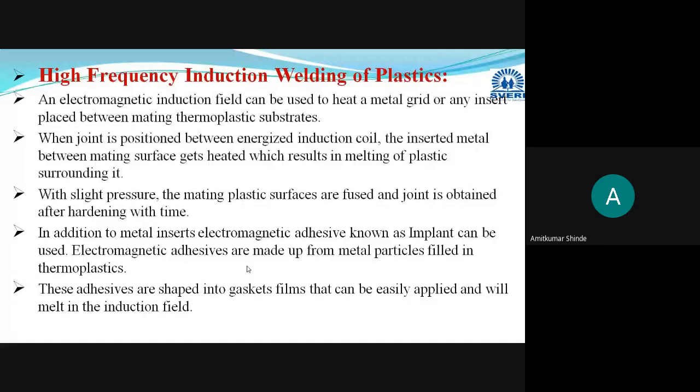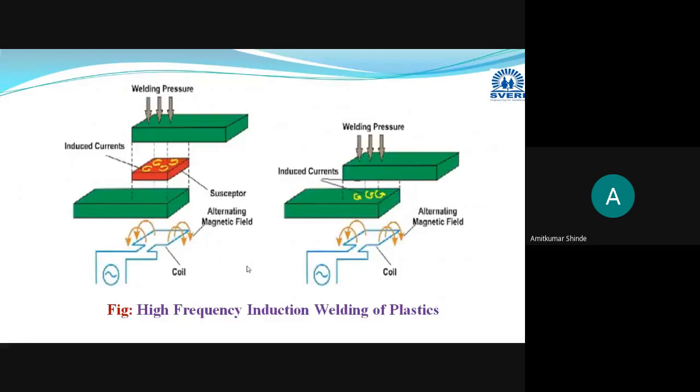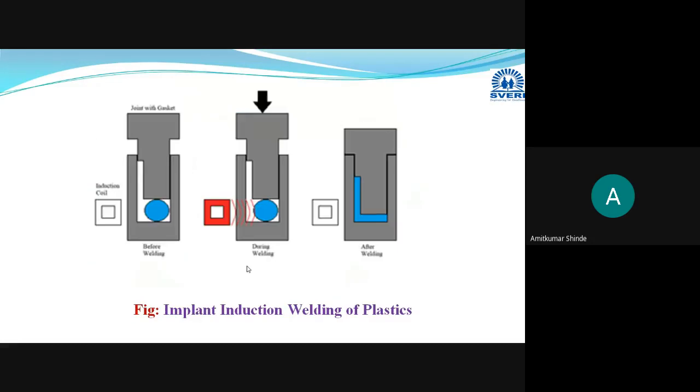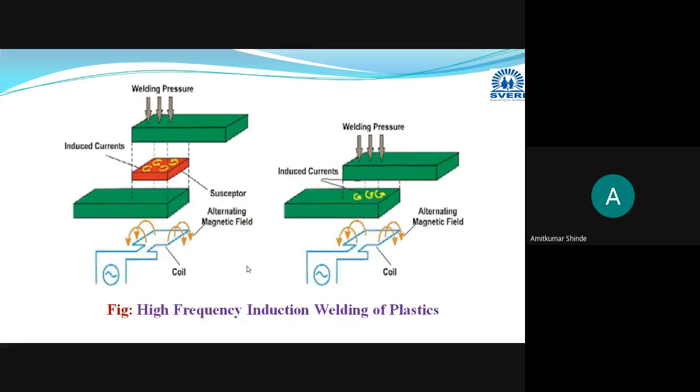One by one, we'll start. This is high frequency induction welding, the first type we will learn. First, we will learn the working principle, and then there are different types depending on how the material is used, how it is placed, or how the joint is obtained. This is the simple high frequency induction welding, and this is implant induction welding. These two we will discuss, starting with the principle.